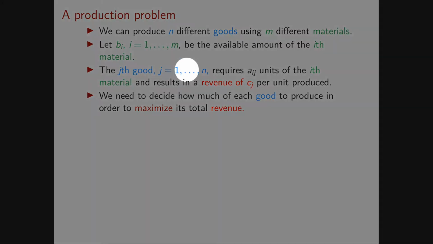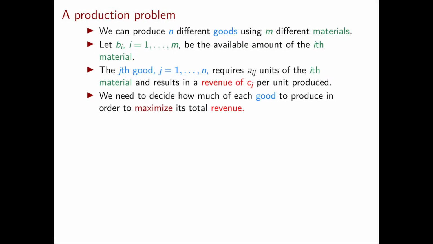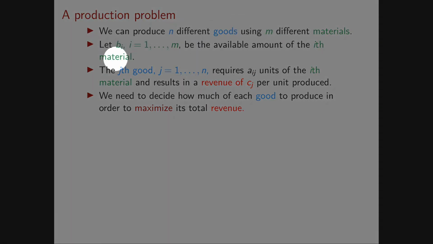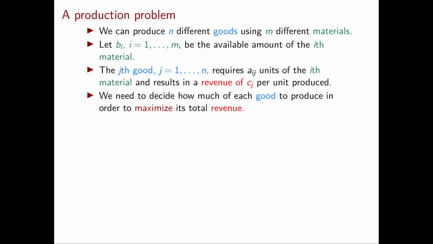So in our production problem, we have n different goods and m different materials. We also know exactly the available amount of every material that we have, and this is encoded in the number b_i, for i that goes from 1 to m. Therefore, b_1 will be the available amount of the first material, b_2 of the second material, and so on and so forth.